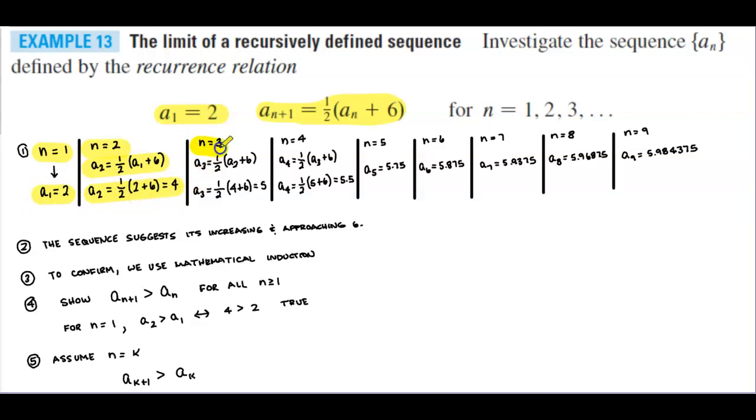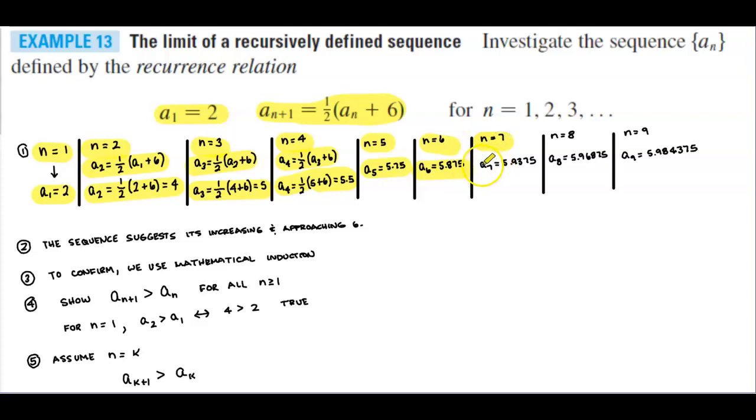If we set n equal to 3, we follow the formula. A subscript 3 equals 1/2 times a subscript 2 plus 6, and what we got for a subscript 2 was 4. So we get 1/2 times 4 plus 6, which is equal to 5. When n is equal to 4, we follow the same format and get 5.5. When n is equal to 5, the term is 5.75. When n is equal to 6, we get 5.875.